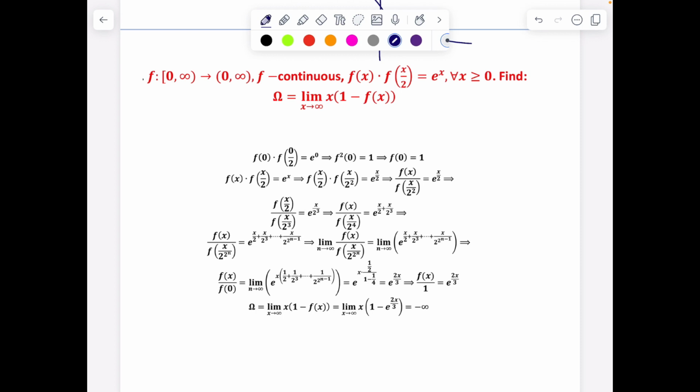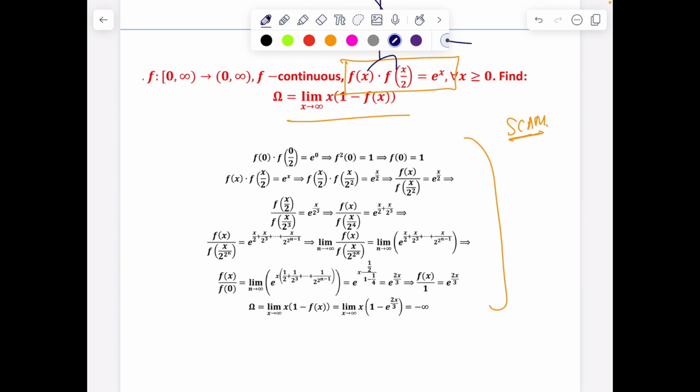Here is a bonus question for you, give it a try. Of course, I've given the solutions also, so you can roughly see. f is a continuous function such that it obeys the relationship f(x) times f(x/2) equals e^x. Then we need to find the limit.